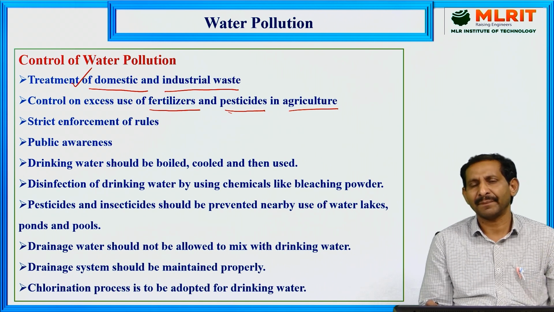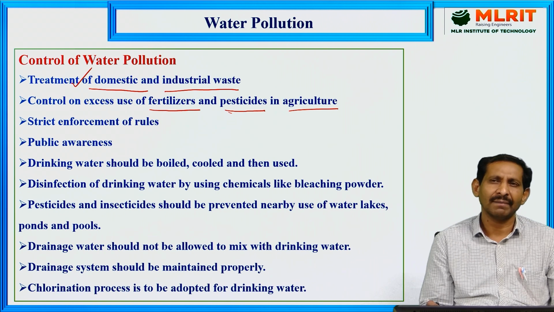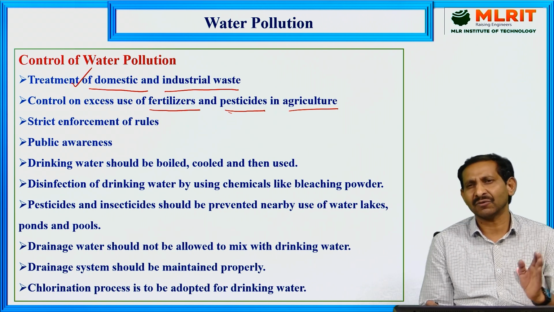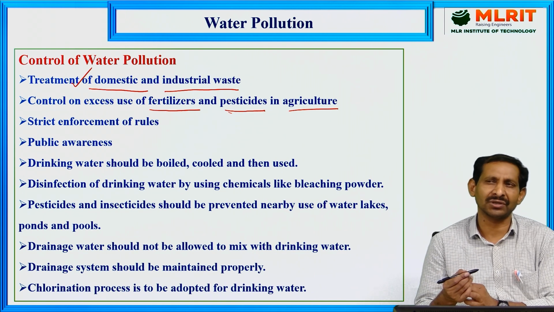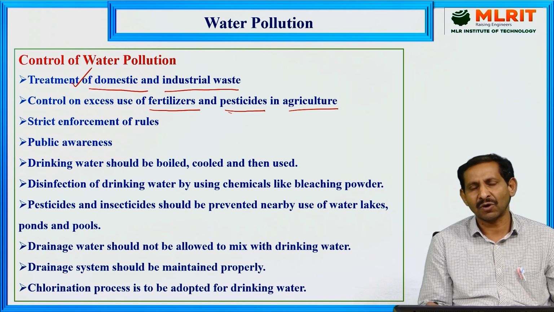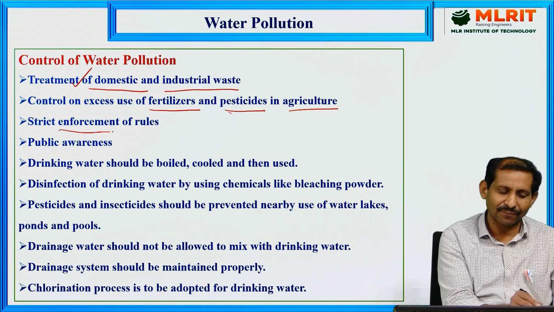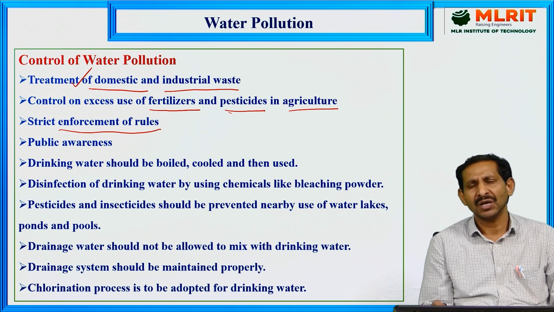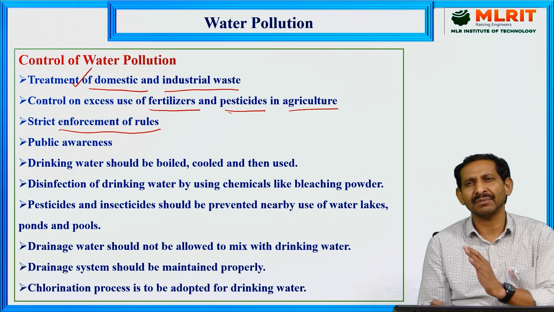A lot of fertilizers and pesticides are used, but only the quantity that is required should be utilized, not more than that. If excessive amounts are used, the excess will run off with agricultural runoff water and enter the water bodies, and different diseases will occur. The third measure is strict enforcement of rules. The government should strictly enforce the rules and people should follow them.